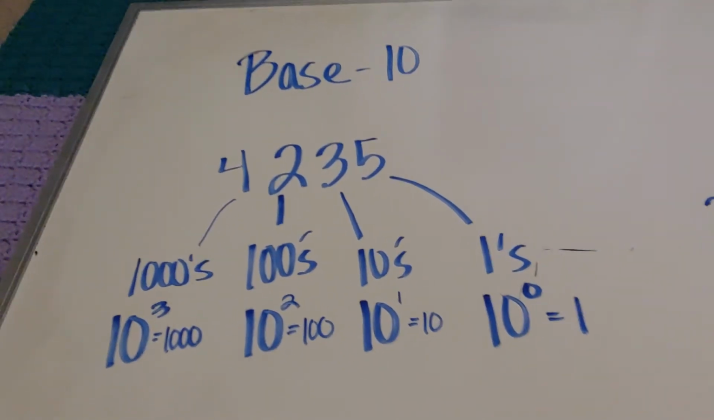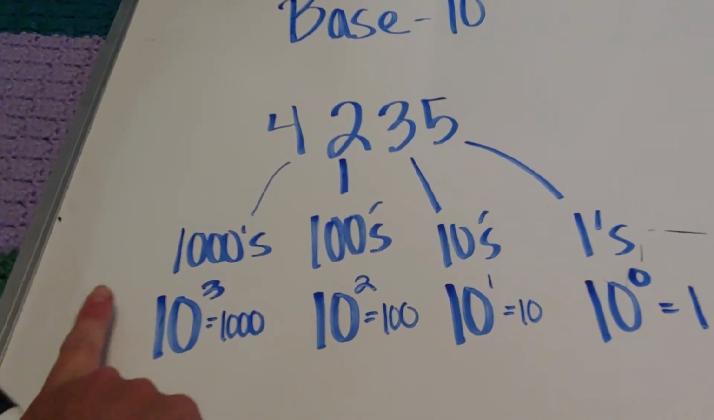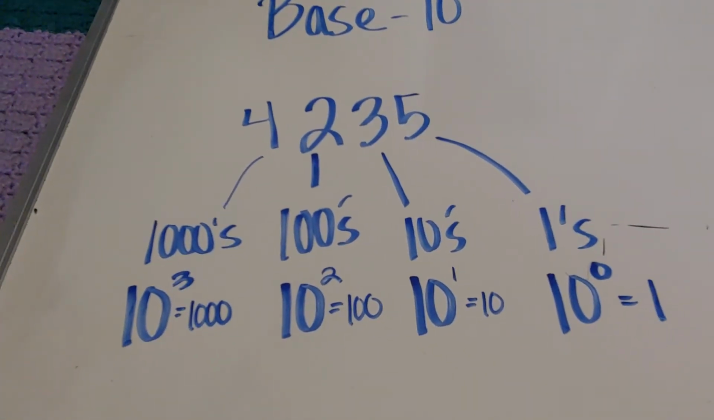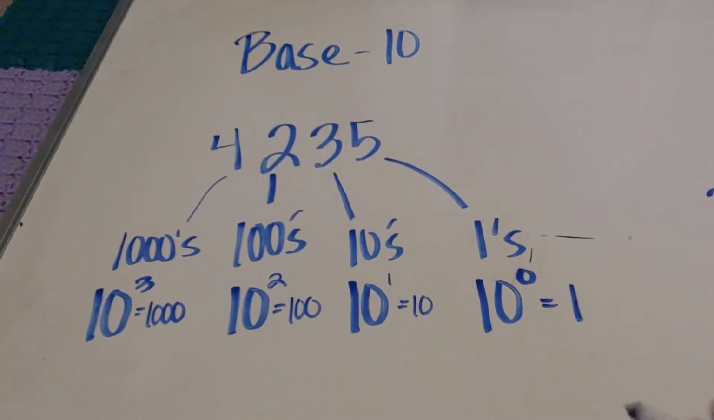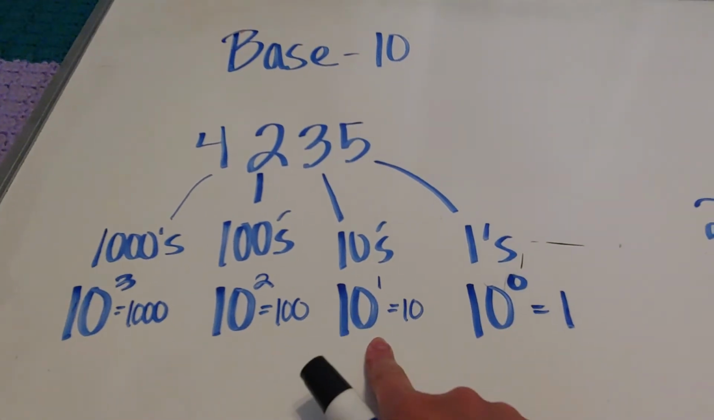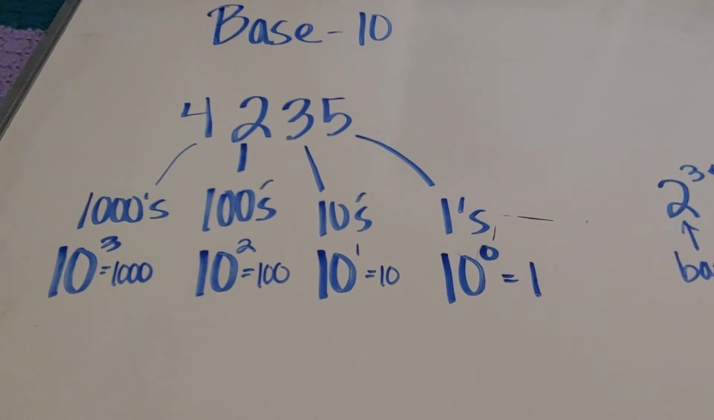And if you're wondering, yes, if I go to the 10,000s place, that's 10 to the 4th. If I go to the 100,000s place, that's 10 to the 5th. Okay, so that is why our system is called base 10, because it has to do with ones, tens, hundreds, thousands, all as having a base of 10 to different powers.